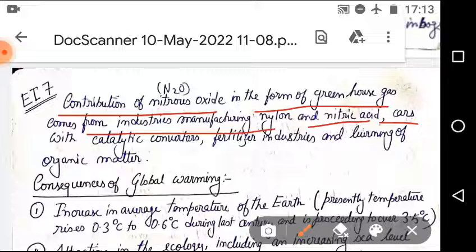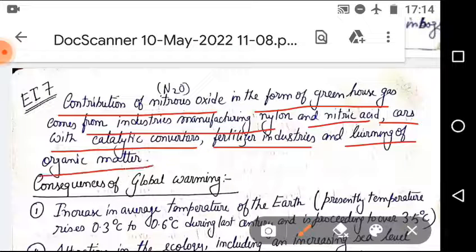Cars with catalytic converters also release nitrous oxide. Fertilizer industries also release nitrous oxide. And burning of any organic matter, if you burn a dead body or a cat's scales, can release nitrous oxide, and nitrous oxide is also a greenhouse gas.